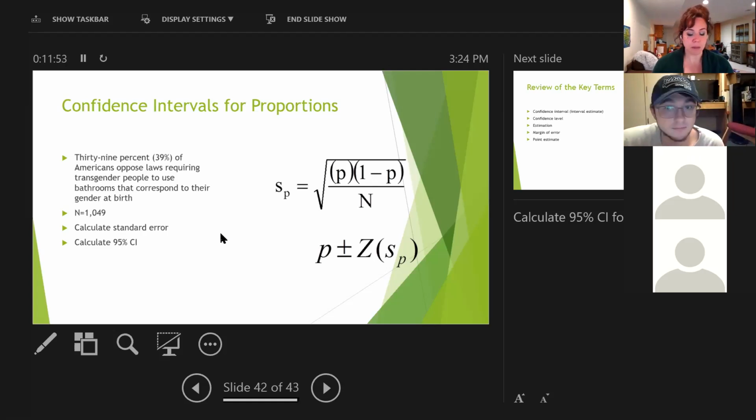So what I'm going to do is 0.015 times 1.96. Okay, that'll give me 0.0294. I'm going to say 0.03. I'm going to round. And then I take my proportion, which is 0.39, and I do plus or minus this 0.03.